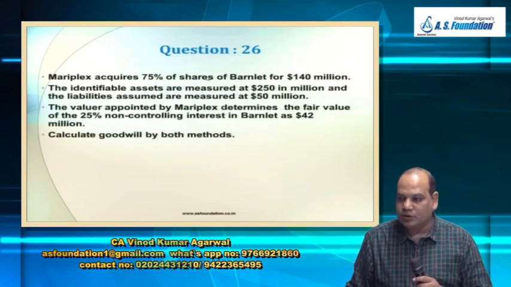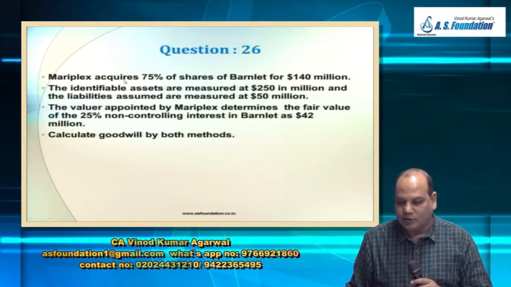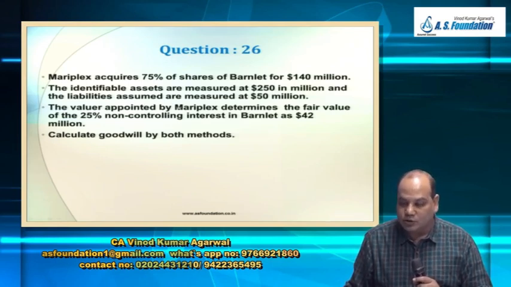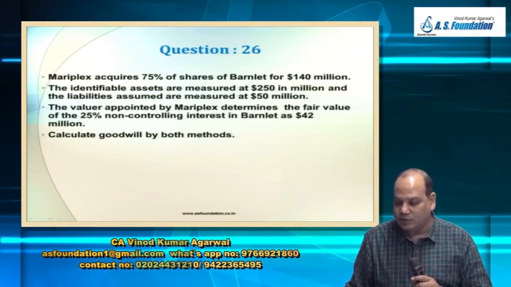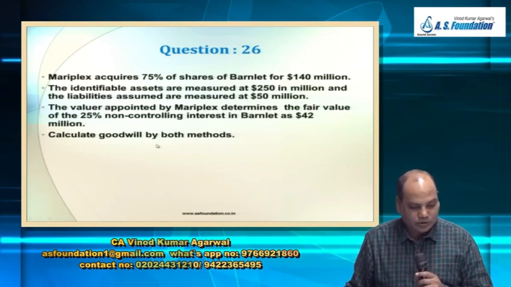Come to question number 26. Below 26 number, easy problem again. Maryplex acquires 75% shares of Barnett for $140 million. Identifiable assets are measured at $250 million. Liabilities are assumed at $50 million. The valuer appointed by Maryplex determines the fair value of the 25% NCI as $42 million. Calculate goodwill by both the methods.